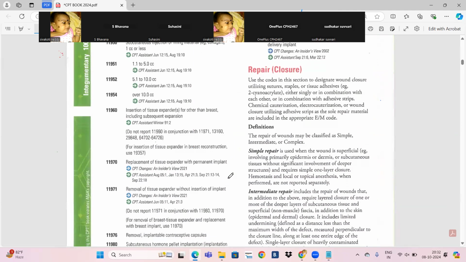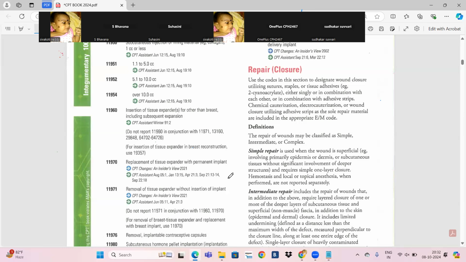Repair closure. Laceration means simple wound closure. Sutures, okay, stitching. If anything happened to cut your hand, what will they do? They will suture the hand wound. They will close that wound, right? By stitching, sutures. Repair means skin repair closed with the sutures.